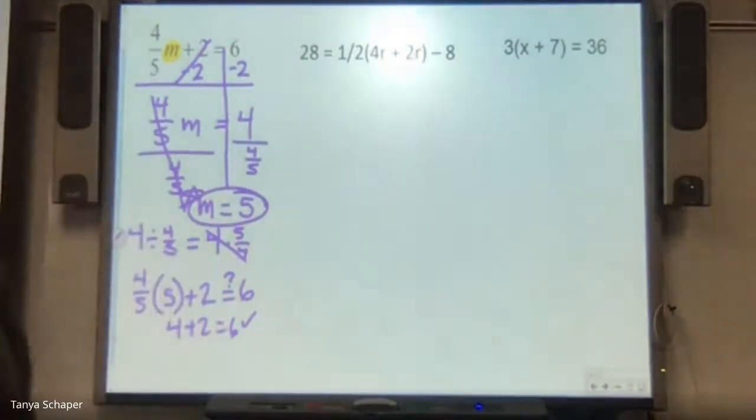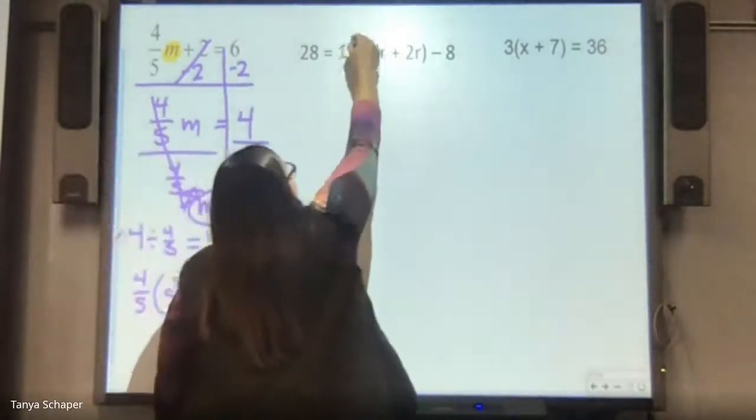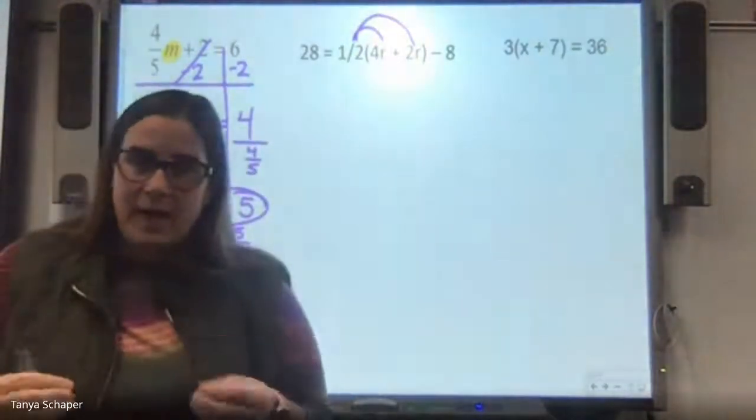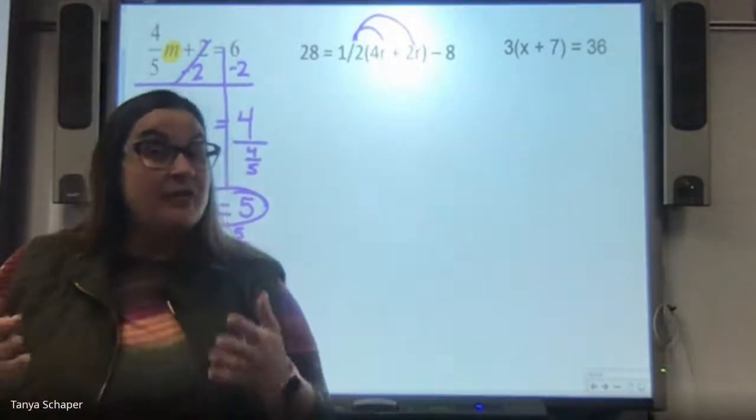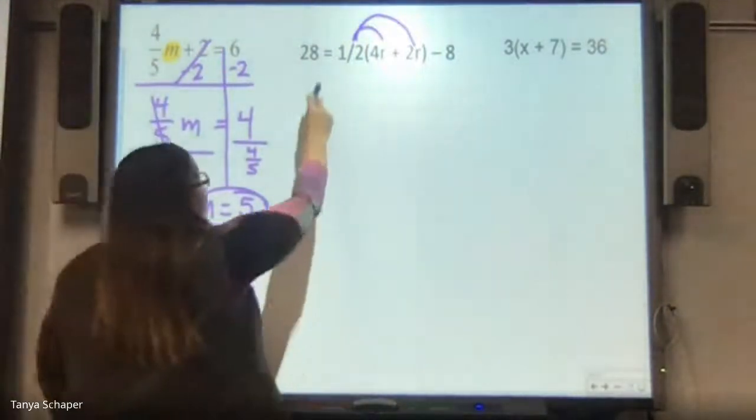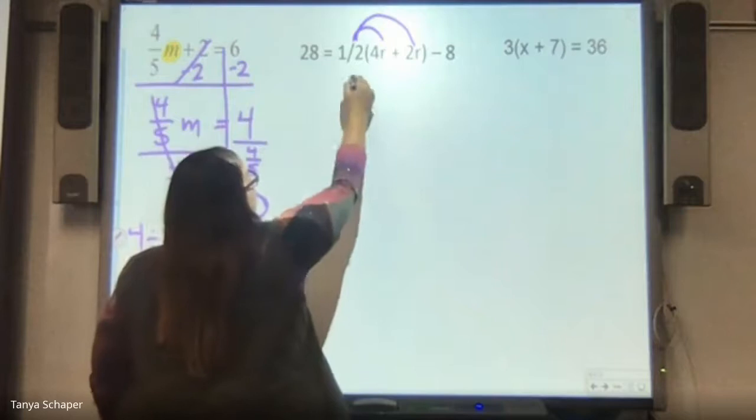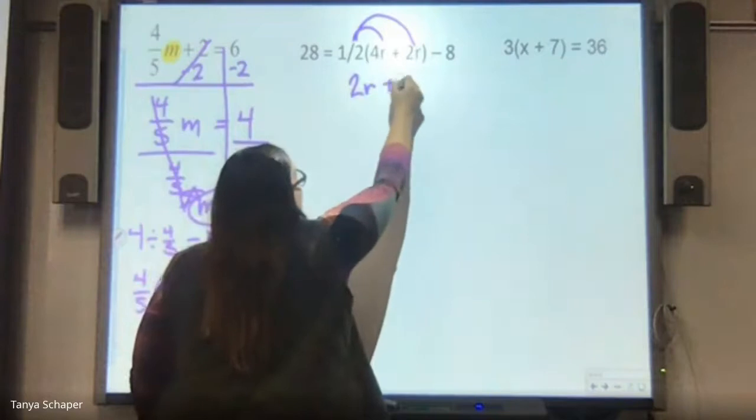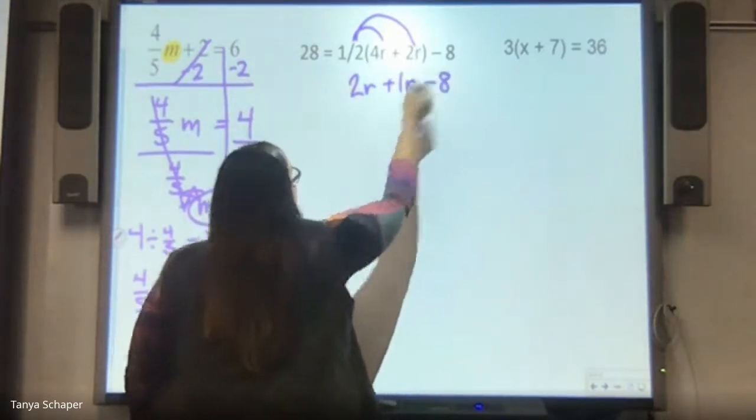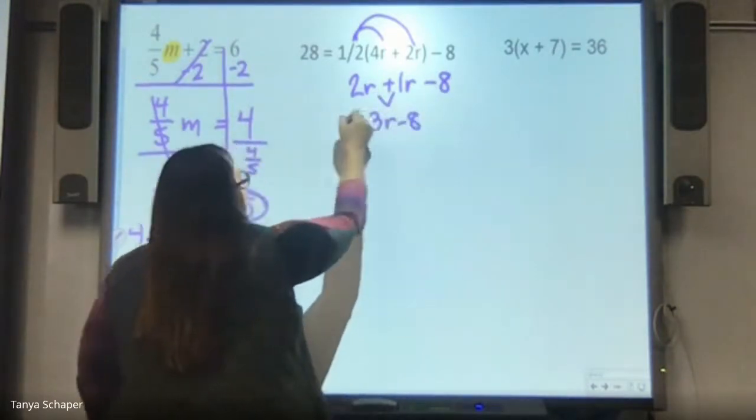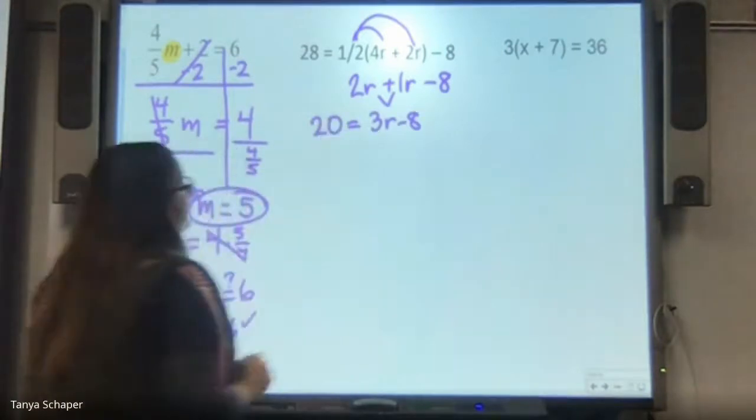This next problem is pulling back distributive property. And so we're going to take the 1/2 on the outside and distribute it to both on the inside. We're doing that simplifying part of solving equations first. So 1/2 times 4R is 2R. 1/2 of 4 is 2. 1/2 of 2 is 1R minus 8. And then I'm going to combine these two together and get 3R minus 8 is 20.